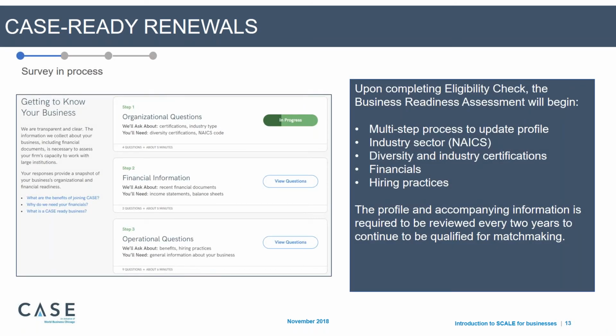After you check your eligibility, you will be prompted to answer organizational questions such as your industry code, NAICS code. Currently, the system is limited to 2 NAICS codes. We are working on expanding that to a few more. We don't want to have too many, but we do want to give you the option to add more than 2. And again, any diversity certifications, any industry certifications, this is where you will input that information. We will also ask you for your financials and some operational questions.